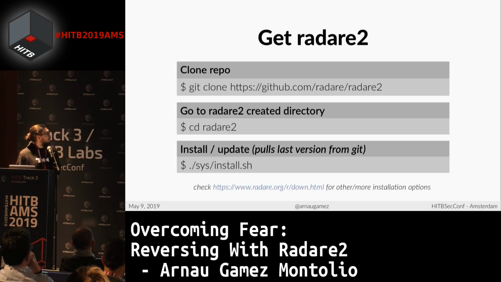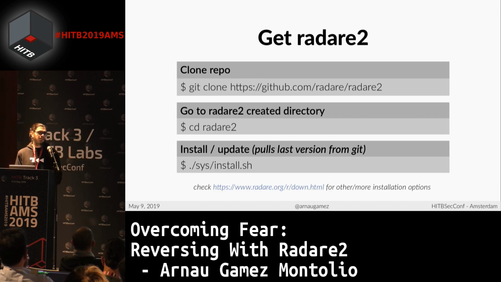Let's go straight to it. In case you don't have it, the best way to get Radare2 is through the Git repository. Just clone it, go into the directory, and use the sys/install.sh script. This script is really nice because it will build everything for you. You don't have to mess with makefiles or anything. It will install it system-wide by default.